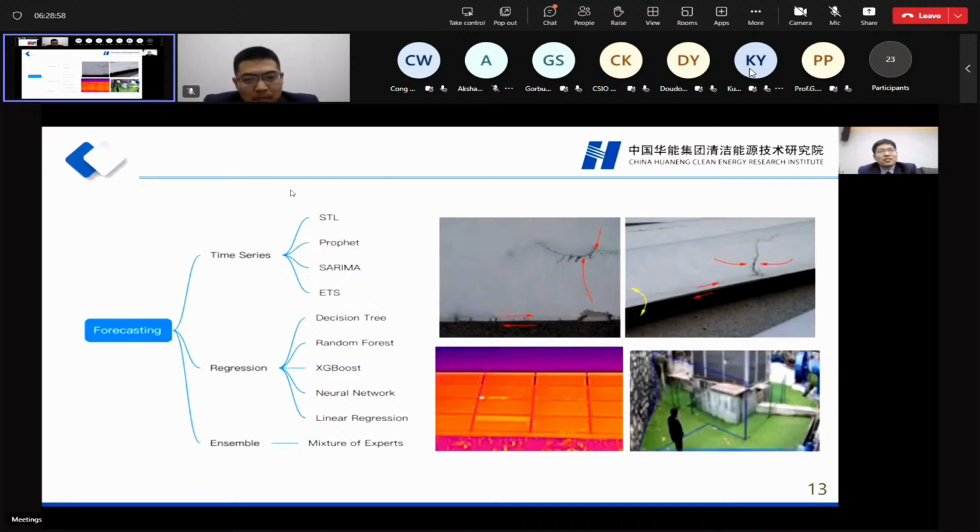AI technology has broad application prospects in the field of renewable energy. For example, computer vision can apply this technology to find the cracks of fan blades, to find the faults of PV panels, to predict staff behavior to ensure their safety.